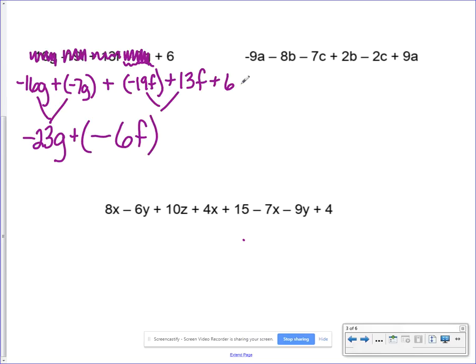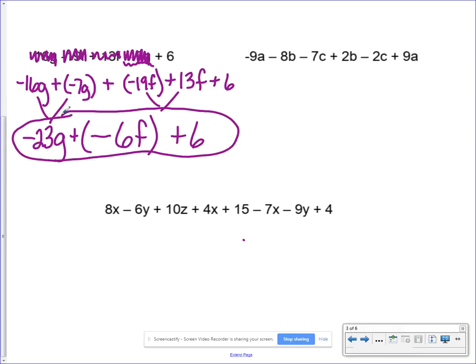It's the same thing. This poor plus 6 has no other common or like terms, so it's just going to come on down and join the party here in my expression. That's all you can do to simplify. Look at the next one.